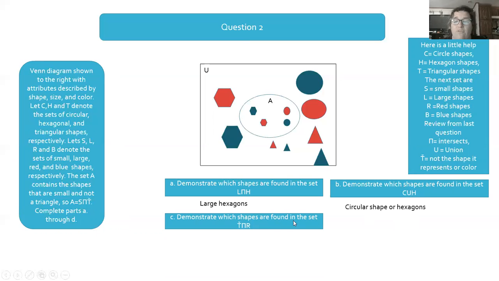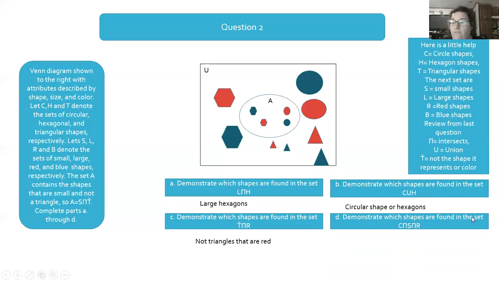Demonstrate which shapes are found in the set not T. That little thing means not T. And then we have our intersects R. So not triangles that are red. So remember, that means not.